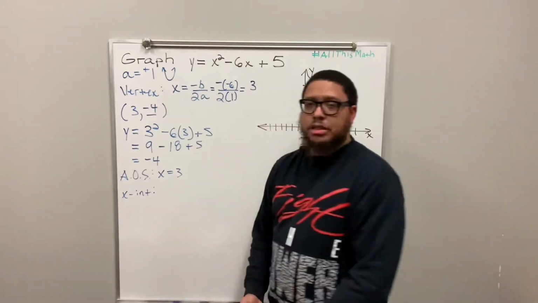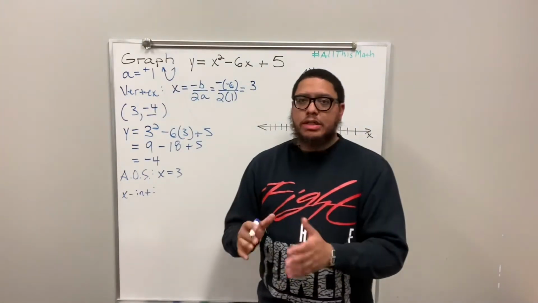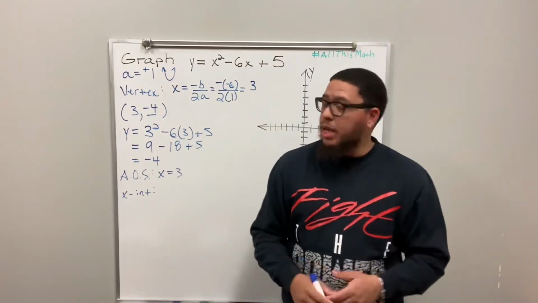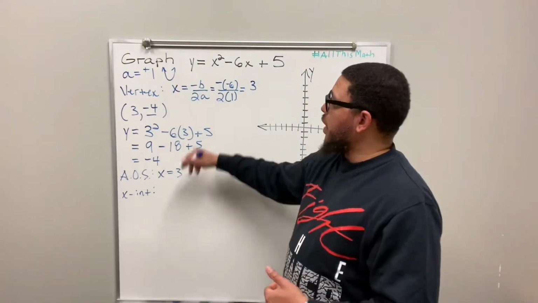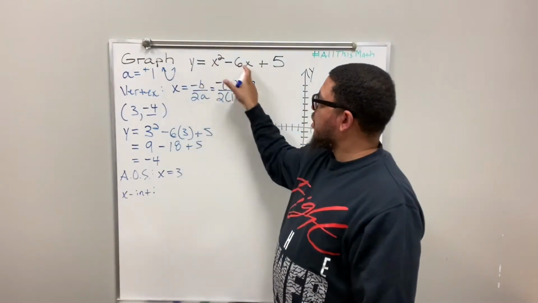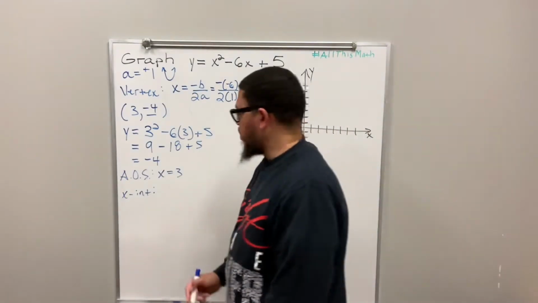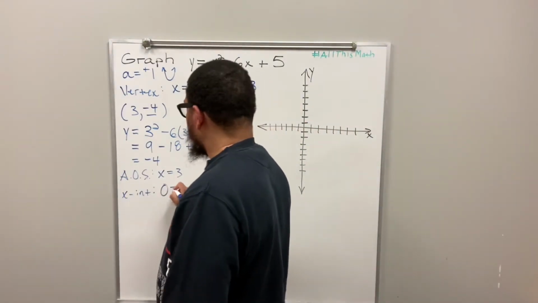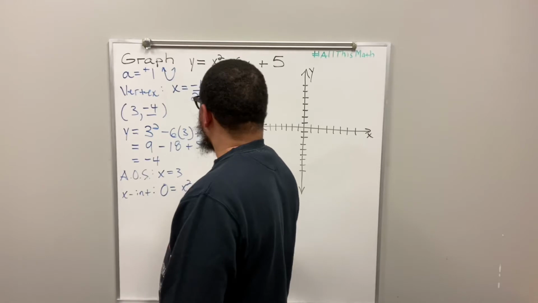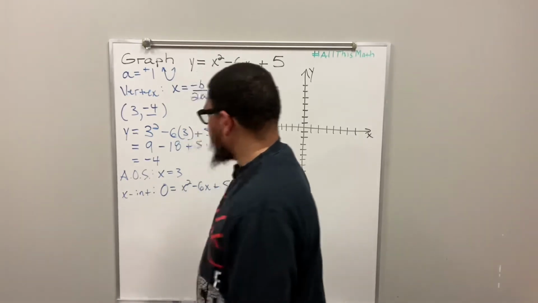Remember the definition. Always remember your definitions. Some definitions don't change regardless of what type of function or what type of graph we're looking at. The x-intercepts are the values of x when y is 0. So all I have to do is replace y with a 0, and then I solve for x. So 0 equals x squared minus 6x plus 5.